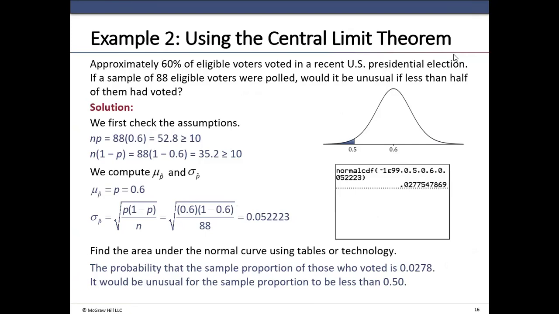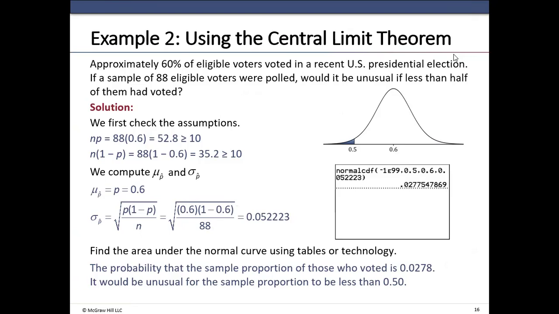Now we will find mu p hat and sigma p hat. Mu p hat is equal to p, which is 0.6, and sigma p hat is the square root of 0.6 times (1 minus 0.6) divided by the sample size of 88, which is 0.052223. Then they ask what is the probability of less than 50%, less than 0.5.